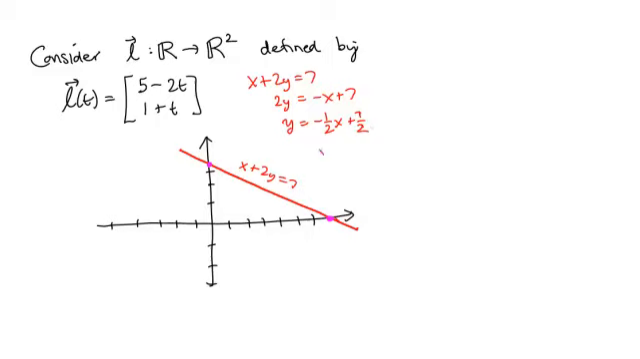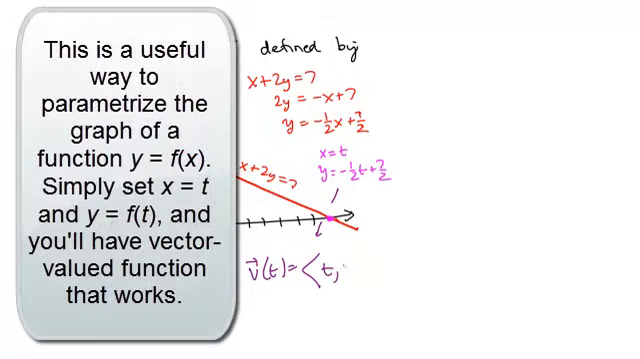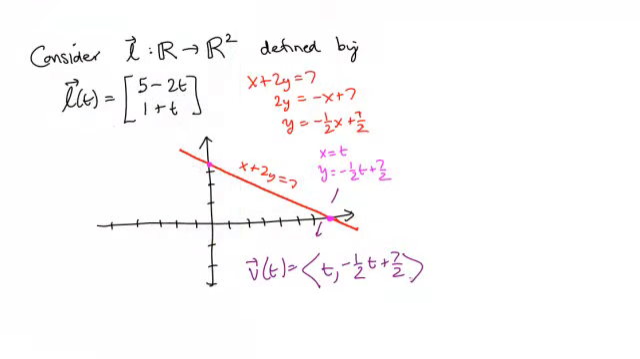If I were to make the equation x equals t, well, then this equation right here would just become y is equal to minus 1/2 t plus 7 halves. And this would give me a different parametric equation for the line. So I could build an entirely brand new function here. I could build the new vector-valued function v of t is equal to t, comma, minus 1/2 t plus 7 halves. I already know it's going to trace out the same curve, but it's going to trace out the curve in a different way than the previous one did.